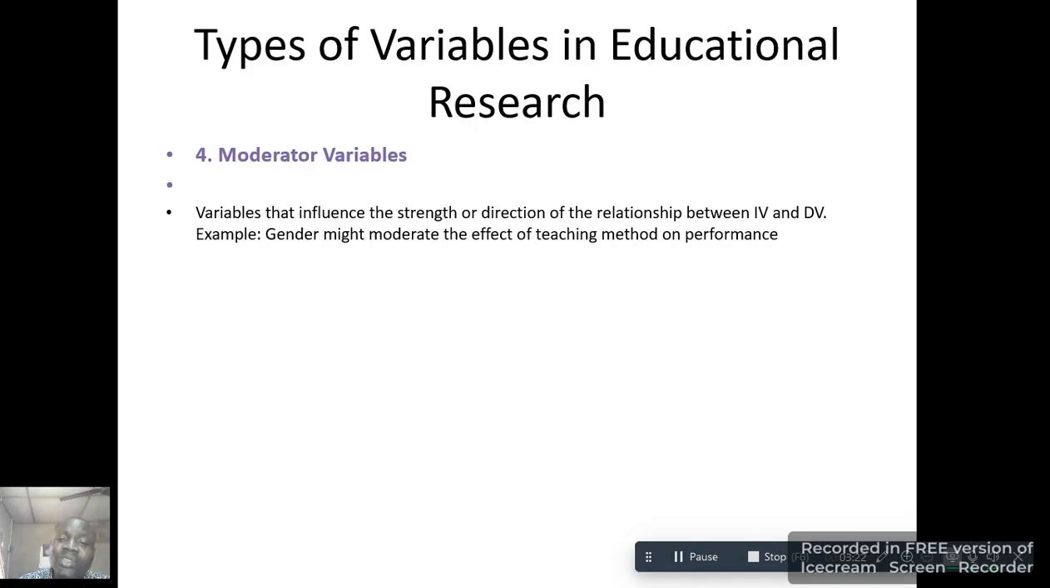So moderator variables usually affect the strength or direction of the relationship between the dependent and independent variable. They are not allowing the relationship to go as it ordinarily would.